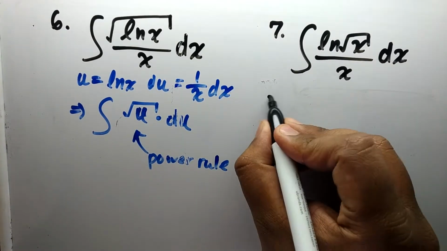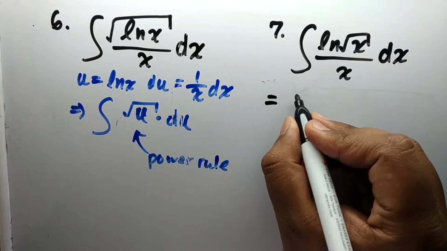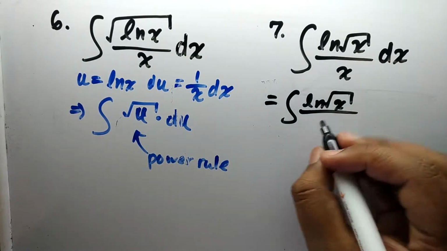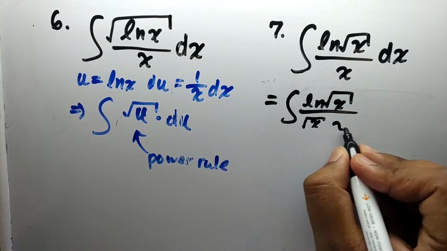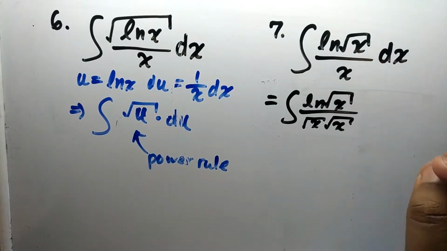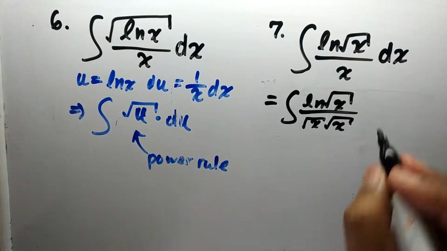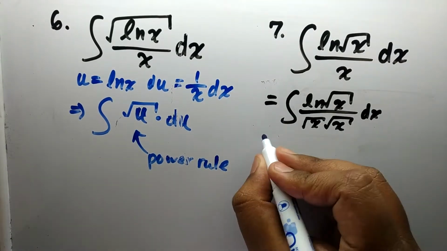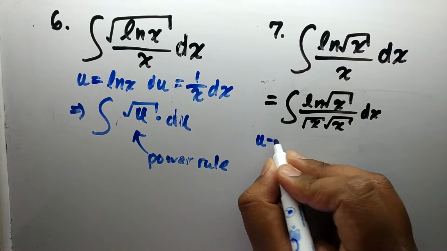So my camera fell down, but we're still alive here. For this example, I'm going to break up the denominator into square root x times square root x, just to more clearly show the substitution that we're doing here. We're going to substitute ln of square root x for u.